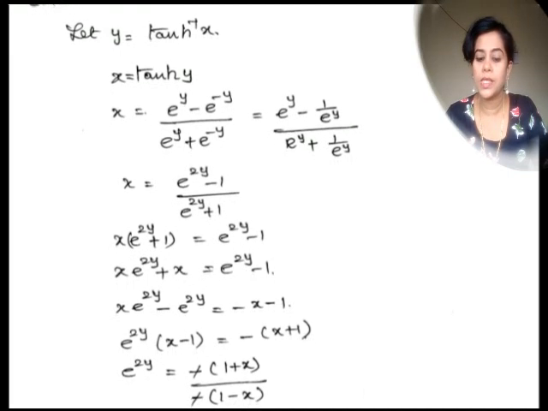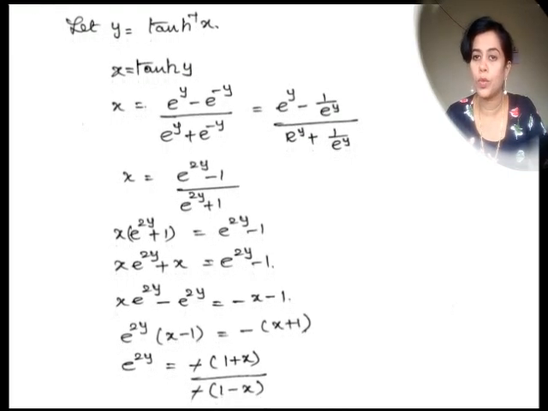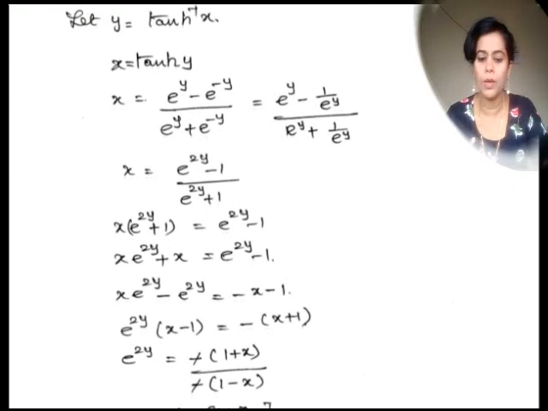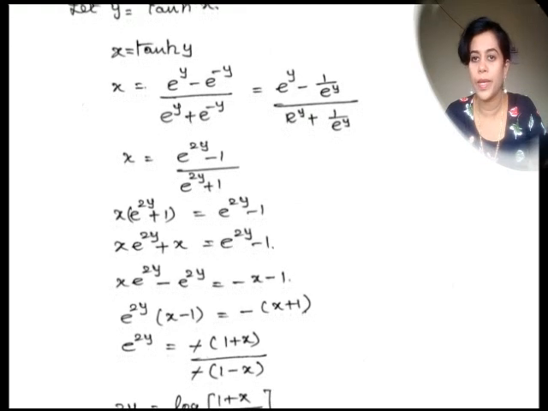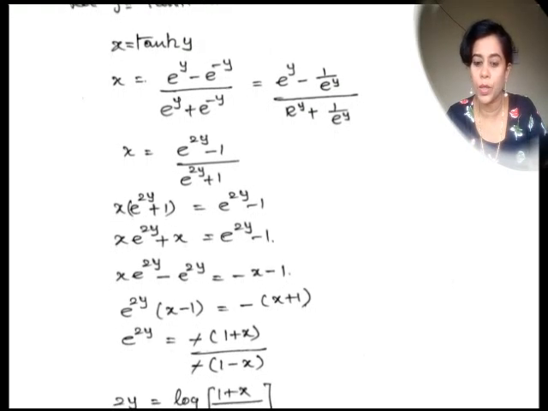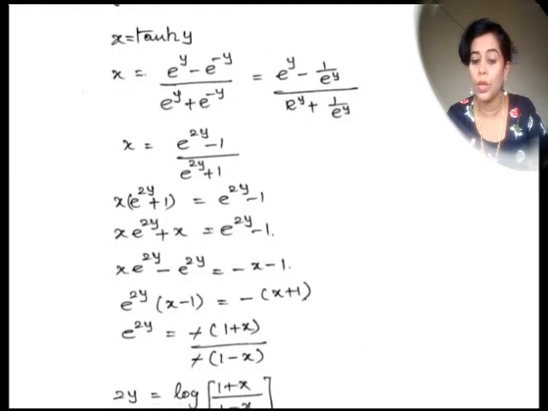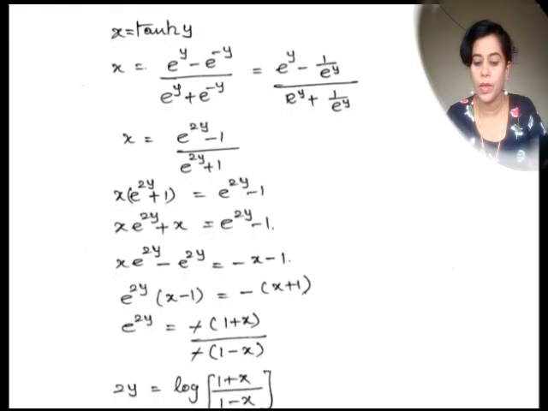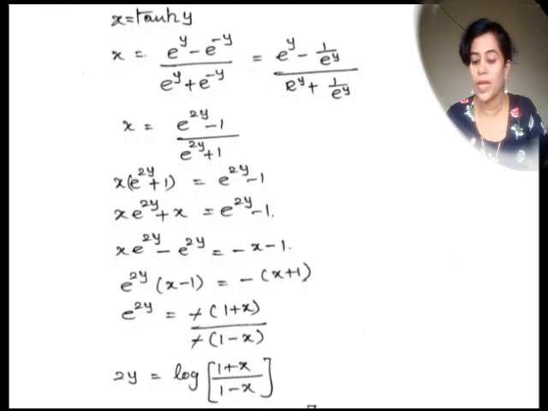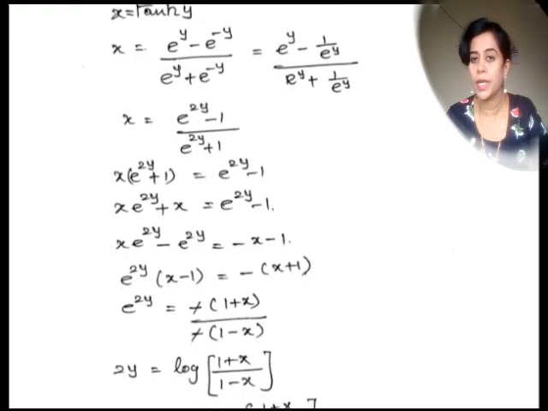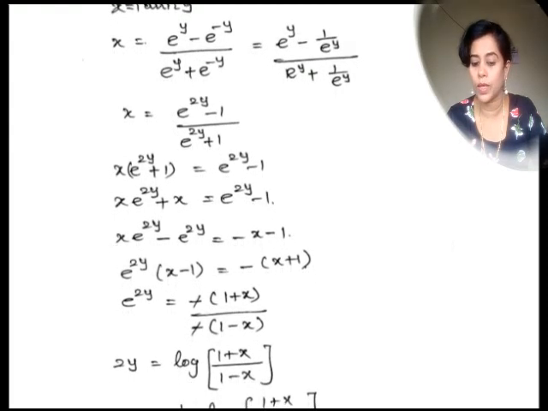And here x into e power 2y plus x, e power 2y minus 1. Now, grouping e power 2y on one side, the other terms will be on the other side, which will be x into e power 2y minus e power 2y equal to minus x minus 1. Taking e power 2y as common, the remaining will be x minus 1. On the other side we are getting minus, taking minus as common, minus of x plus 1.